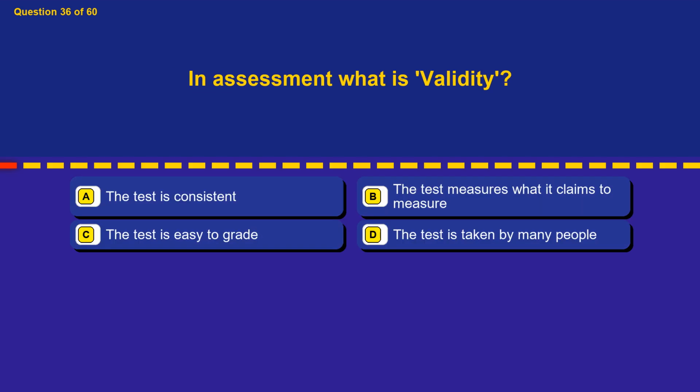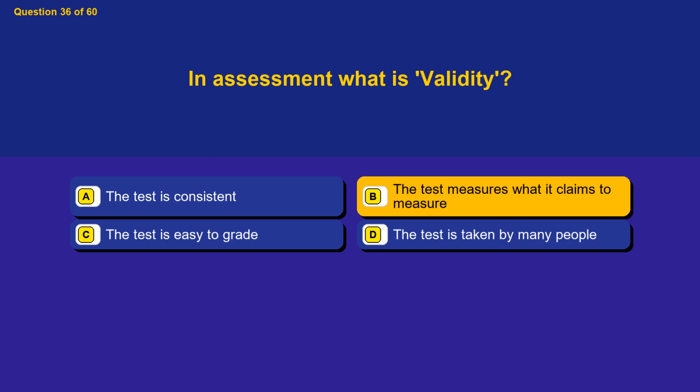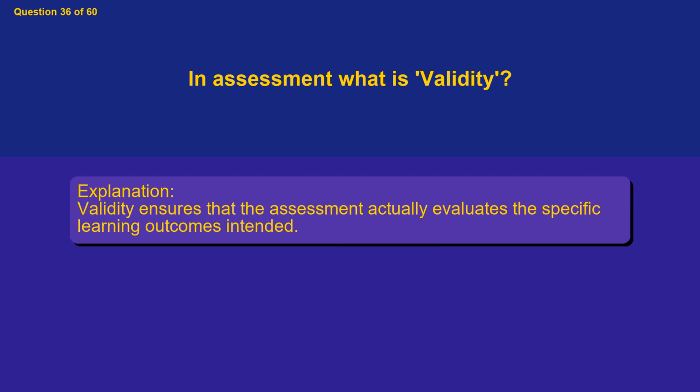Question 36. In assessment, what is validity? Option A, the test is consistent. Option B, the test measures what it claims to measure. Option C, the test is easy to grade. Option D, the test is taken by many people. The correct answer is option B. The test measures what it claims to measure. Validity ensures that the assessment actually evaluates the specific learning outcomes intended.